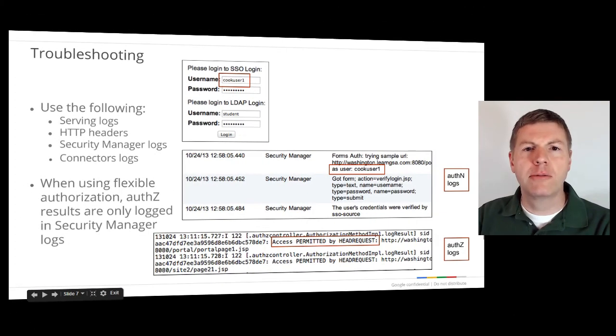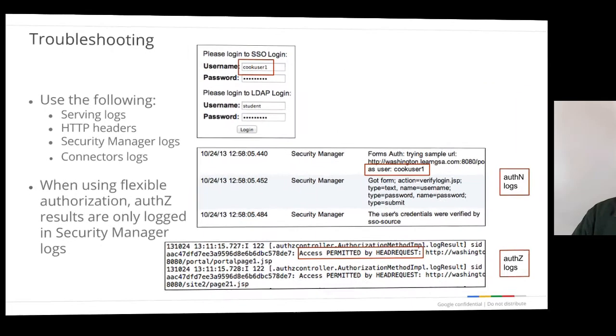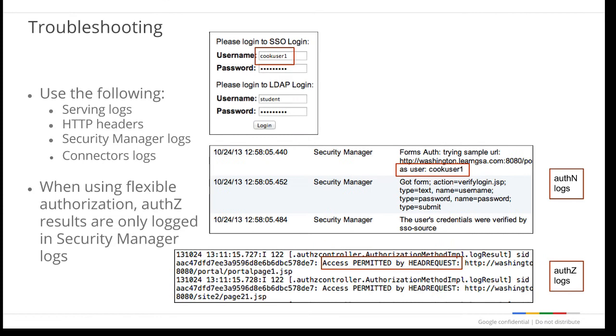To identify problems with universal login, you can check several places for information. First, you might use serving logs, which show you the serving process for a single query. Many problems can be identified right from serving logs. You might also look at the HTTP request and response headers directly within the browser to ensure that authentication tokens are being received and sent correctly. Use your browser's developer tools for this.